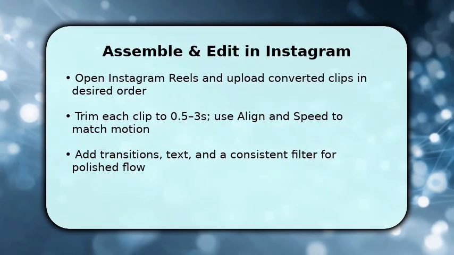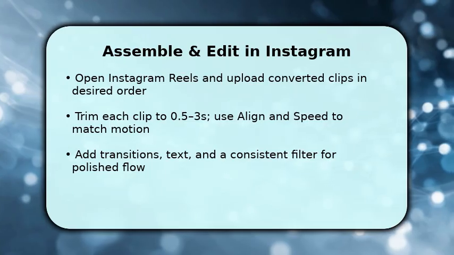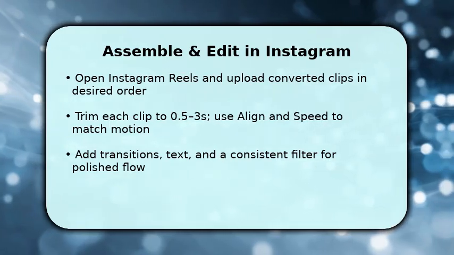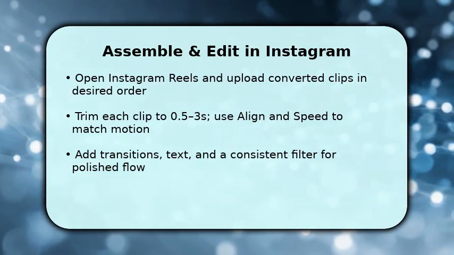You now assemble the reel inside Instagram. Open Reels, tap Upload, and add the converted live photo videos in order. Tap each clip to trim to 1/2 to 3 seconds so the pacing stays tight.